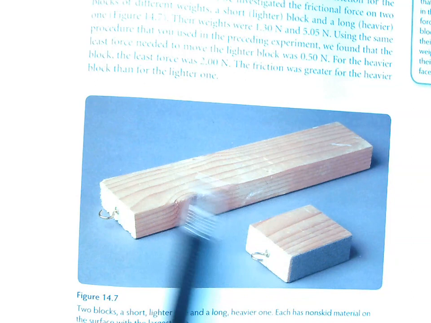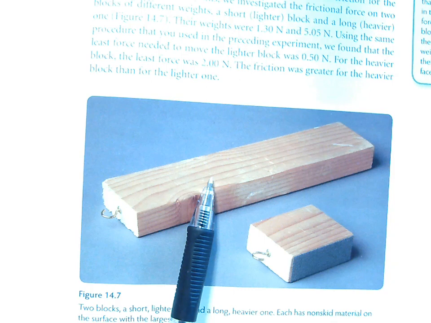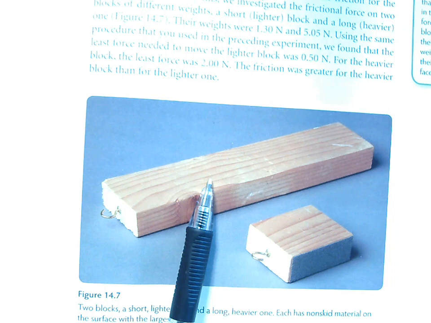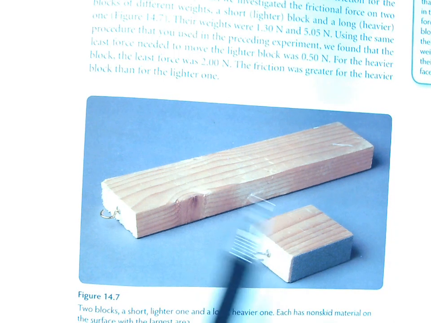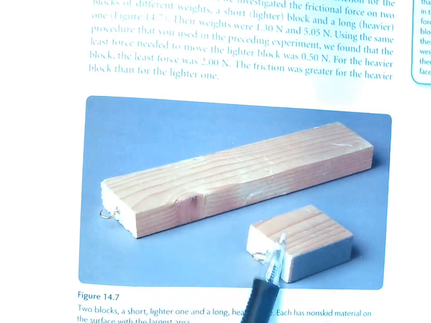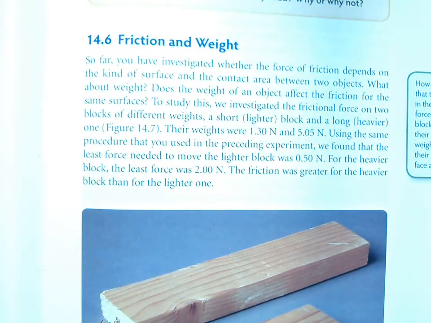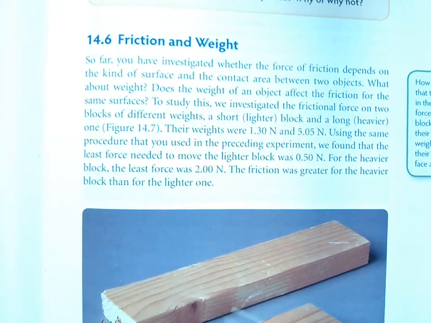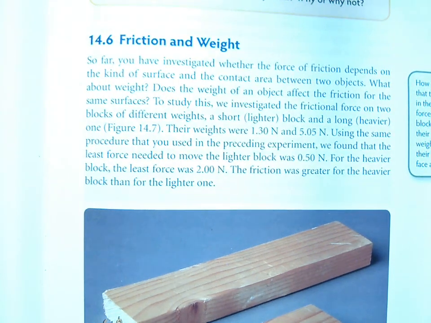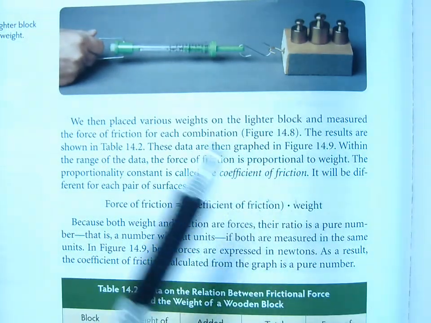So it says, to study this, we investigated the frictional force on two blocks of different weights, a short lighter block and a long heavier block. Their weights were 1.3 newtons and 5.05 newtons. Using the same procedures that we used in the preceding experiment, we found that the least force needed to move the lighter block was 0.5 newtons, and for the heavier block was 2 newtons. So clearly the friction was greater for the heavier block than the lighter one. So as you can see, before we even go any further, weight certainly does affect the force of friction. The heavier block experiences more friction, the lighter block experiences less friction.